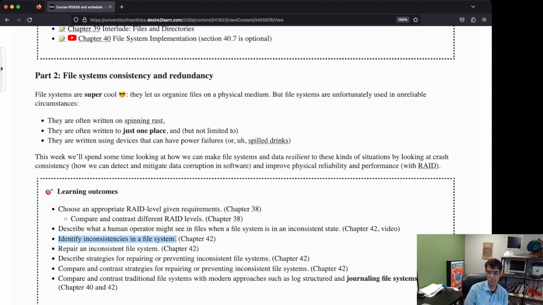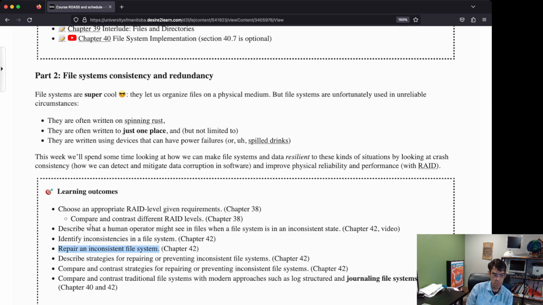Identifying inconsistencies in a file system, you're being assessed on this one in lab 3. Describe what a human operator might see in files when a file system is in an inconsistent state. You're definitely going to be assessed on this on something like a final exam. Repair an inconsistent file system. We're not going to do this in lab 3. You're identifying inconsistencies in a file system in lab 3. You're not actually making changes to the file system to correct those errors.